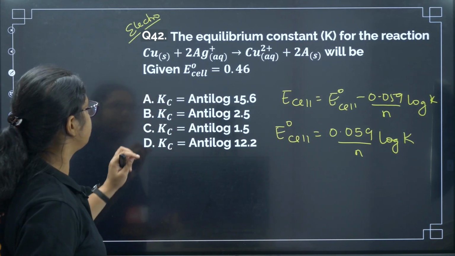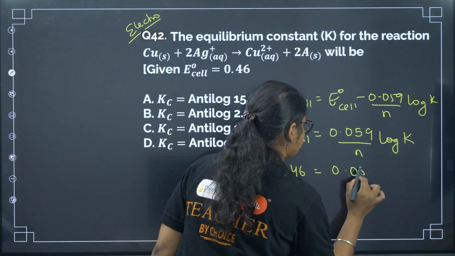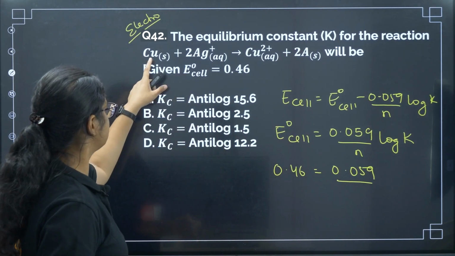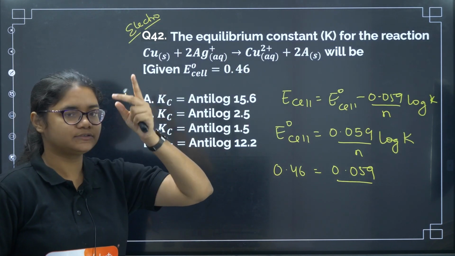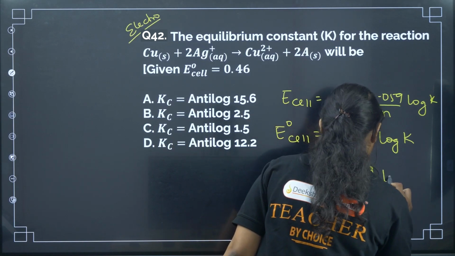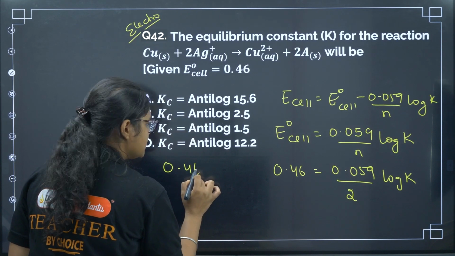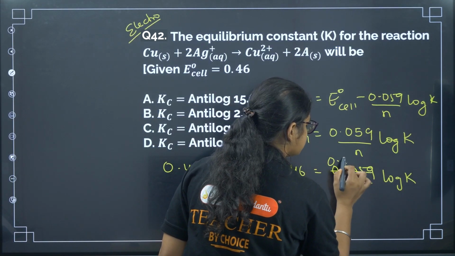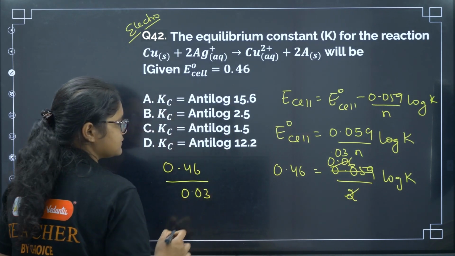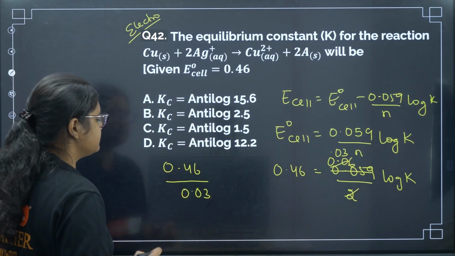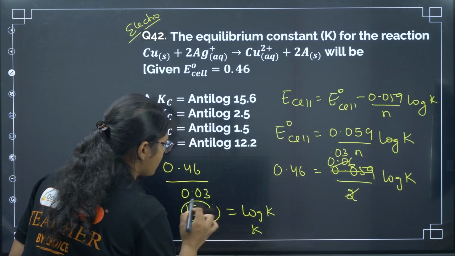Now the value of E naught of the cell is already given, 0.46, and 0.059 by n. In this reaction, copper to Cu2+ uses 2 electrons, Ag+ to Ag uses 1 electron, but there are 2 silver, so again 2 electrons will be used, so 0.059 by 2 log K. Now for easy calculation, let us make it as 0.06, then we will get 0.03. So 0.06 by 0.03 is somewhere around 15 times. So I can just write 15 point something is equal to log K. So K will be equal to the antilog of 15 point something.